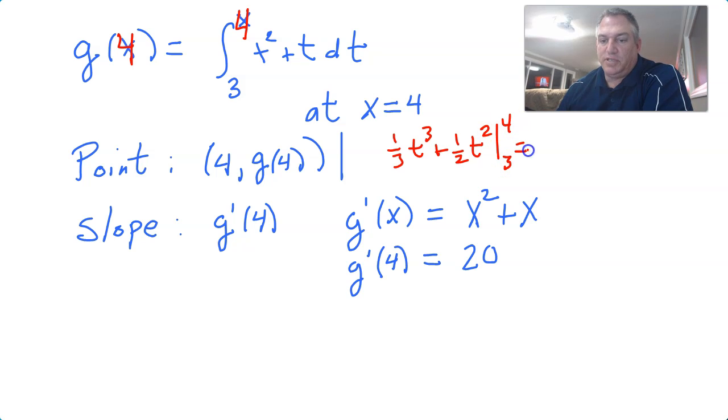Let's put 4 in first. So we get 64 thirds plus 8. And then we're going to subtract. And then we're going to put 3 in and cube it, 27 over 3, so we get 9. And then we get 9 halves.